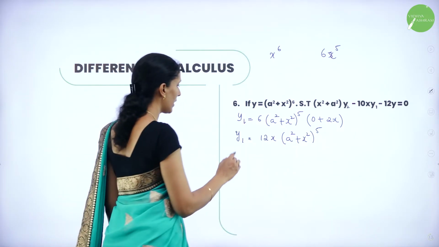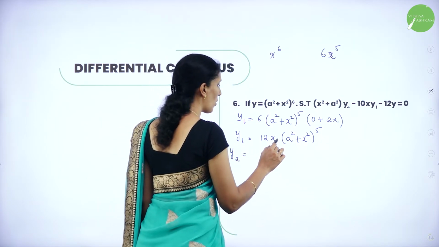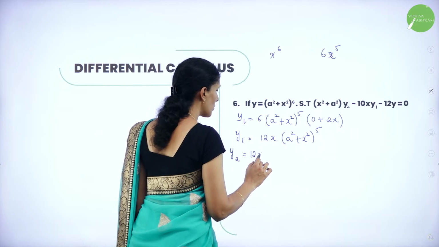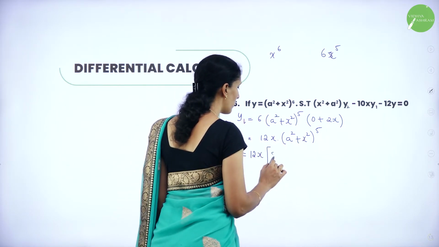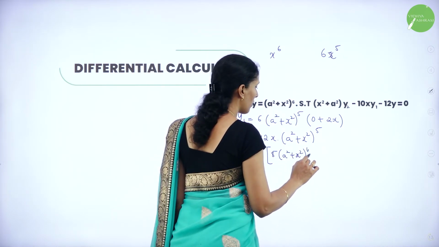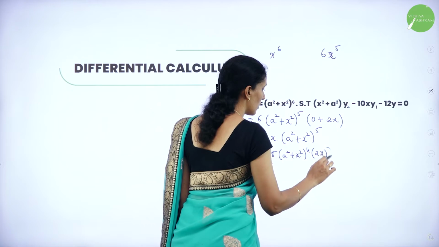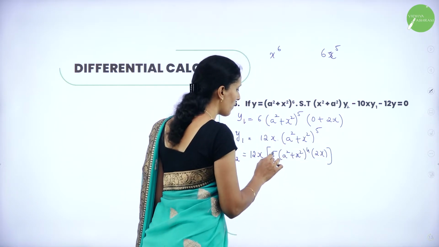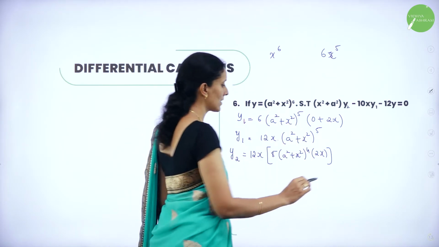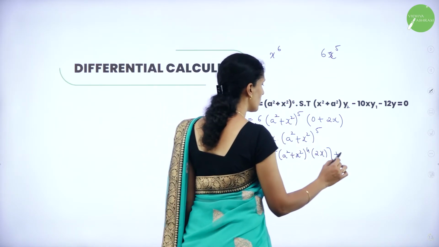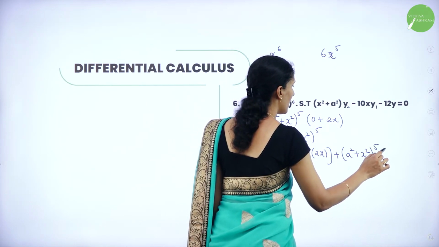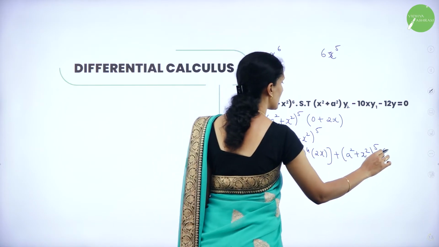Next differentiate it again, y2. y2 is now a product of two functions. So first let us use the product rule. First function, derivative of the second: 5 (a square plus x square) to the power 4 into 2x. Because if this is x power 5, then it is 5x power 4. And again differentiating this, you will get 2x. Next, plus this function, (a square plus x square) whole power 5 into differentiation of 12x, which is 12.